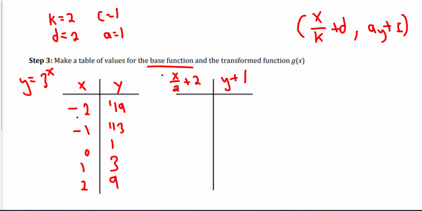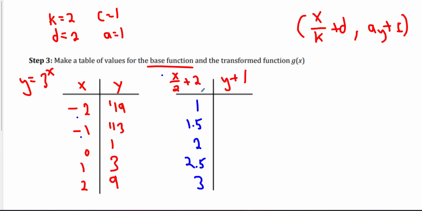Now I plug -2 into my mapping notation. What's -2 divided by 2? That's -1. -1 plus 2 is just 1. Now -1, plug it in here. -1 divided by 2 is -0.5. -0.5 plus 2 is 1.5, or 3 over 2. When x is 0, that's just 2. When x is 1, that's just 2.5. When x is 2, that's just 3.